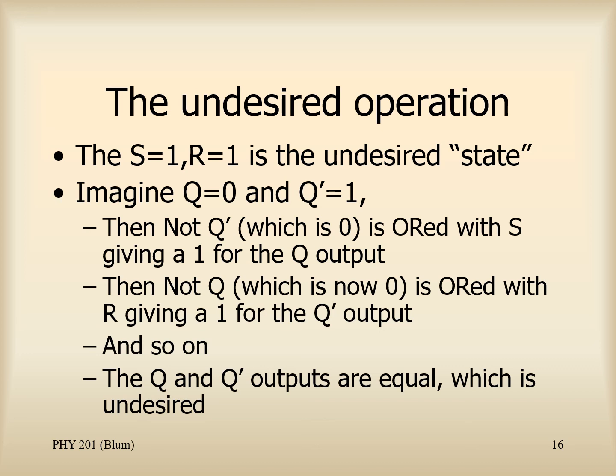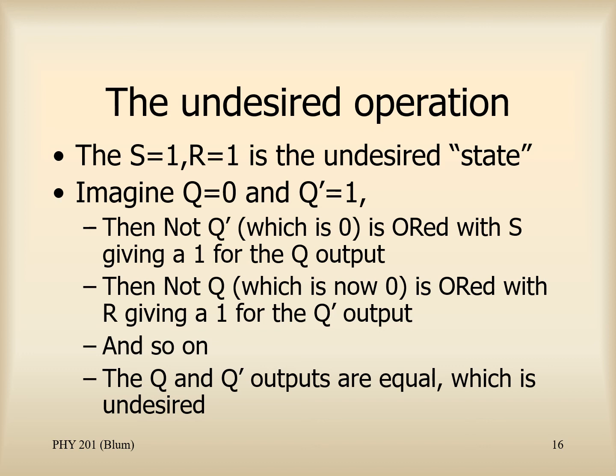So we start with some good state, Q equals 0 and Q prime equals 1. Then we take Q prime, which was 1, and we invert it, so that becomes a 0. That 0 is ORed with the S input, which is a 1, so that gives us an input for the Q of being a 1.